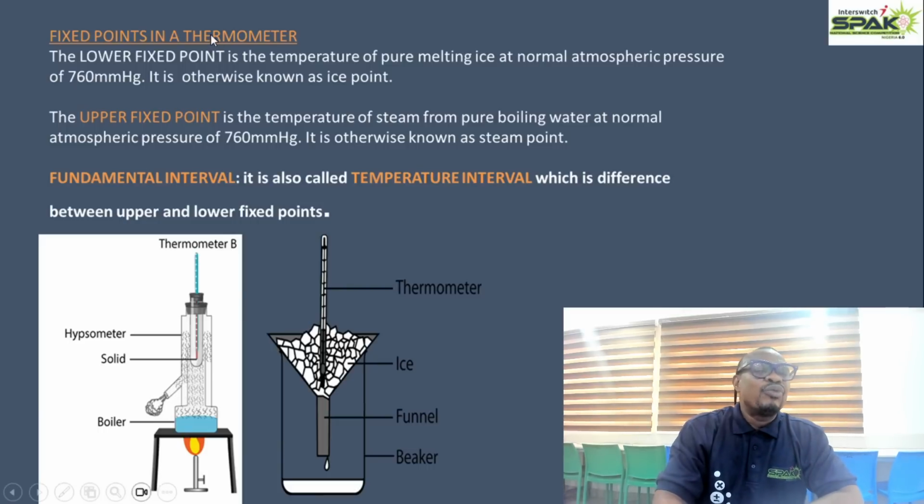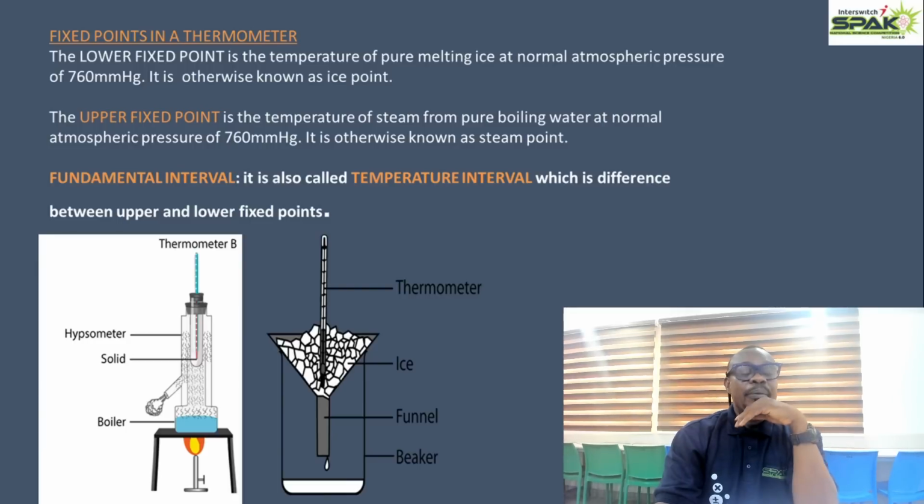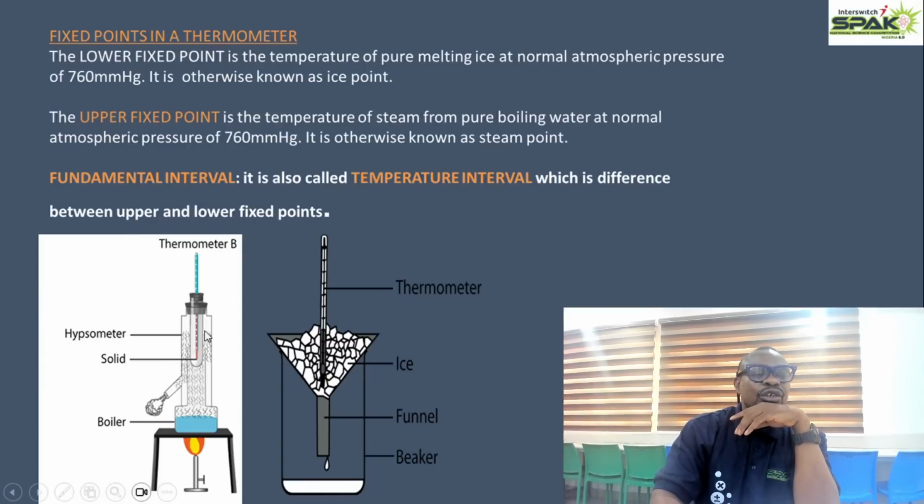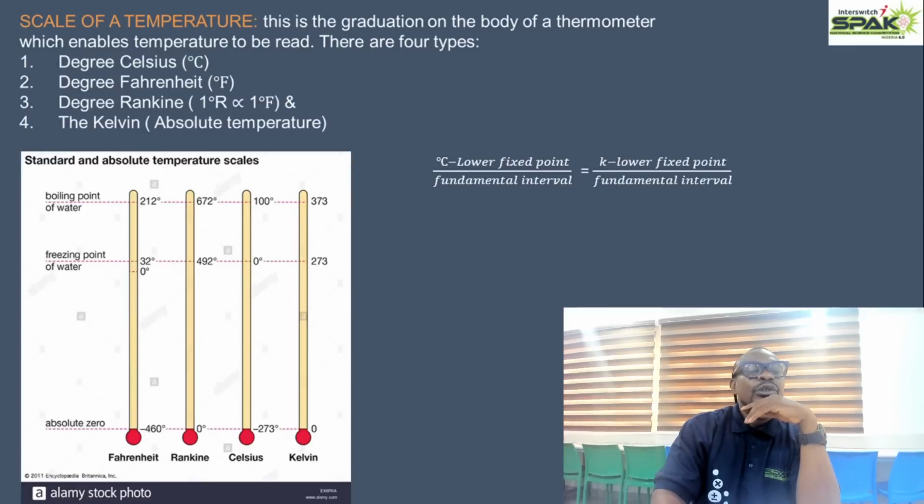Then the difference between your lower fixed point and upper fixed point is referred to as the fundamental interval. The fundamental interval is the difference between the upper and lower fixed points of all temperature scales. The instrument I have here is used to determine the upper fixed point, the hypsometer, and this is the setup to determine the lower fixed point of pure melting ice.